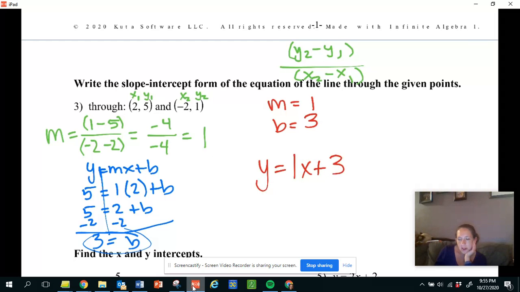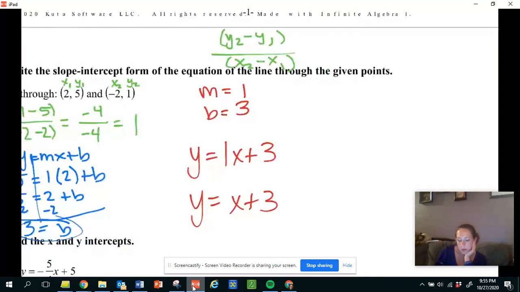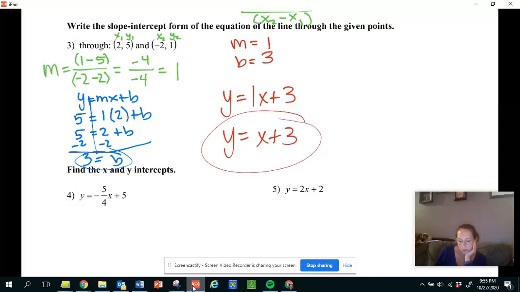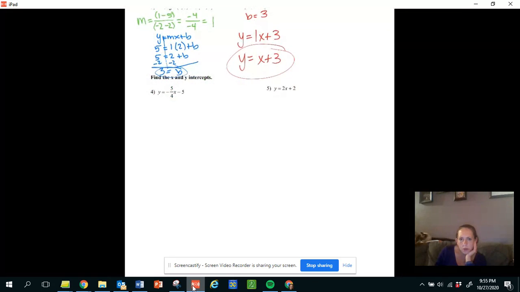Just so you know, obviously I will take it if you write it like that, but a more proper way to write it would just be x plus 3. We don't normally write the 1 when we're multiplying something by 1. It is itself, so we're all good.